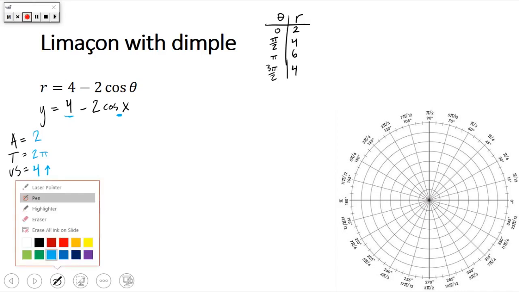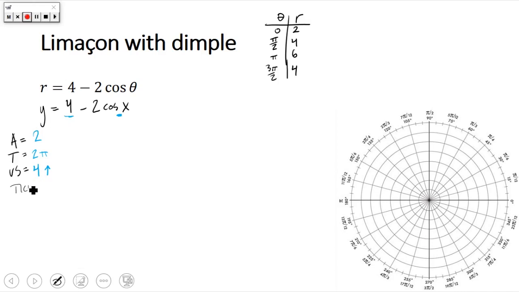Okay, now we also need the tick marks. And the tick marks are found again the same way. We take the period 2 pi and divide it by 4. We get pi over 2. Each of these spaces along the x-axis are going to be pi over 2 away from the previous one. And we're starting at 0. So if we take 0 and we add pi over 2, we just get pi over 2. If you take pi over 2 and you add pi over 2, you get pi. You keep going until we get to 2 pi.